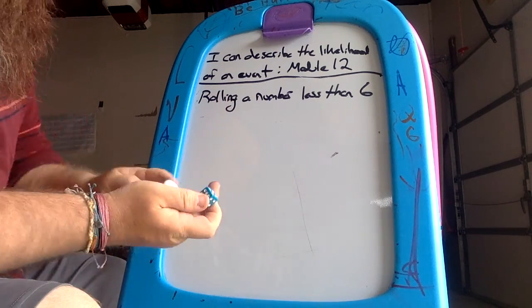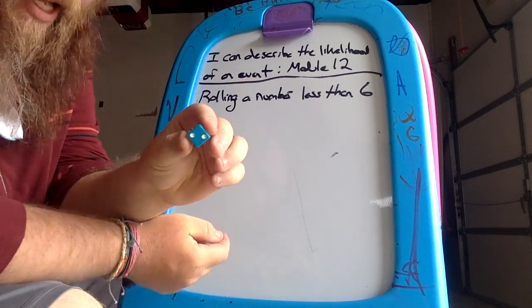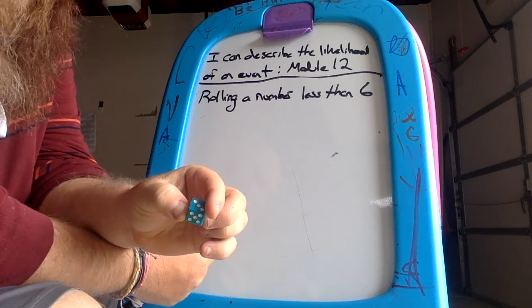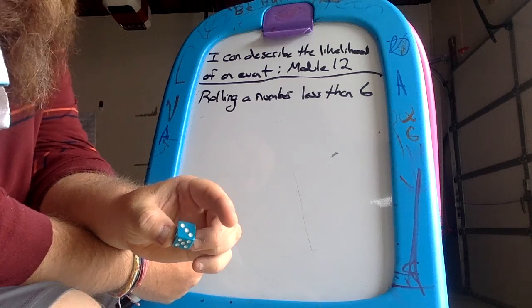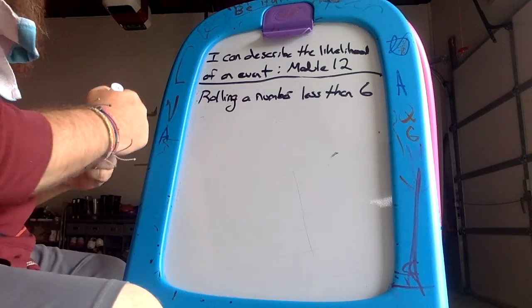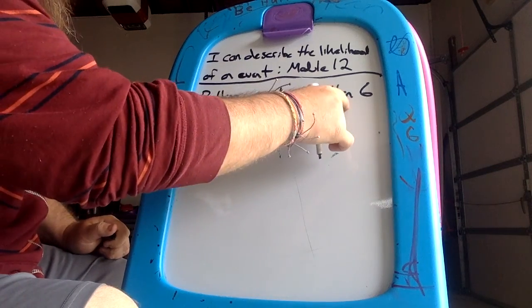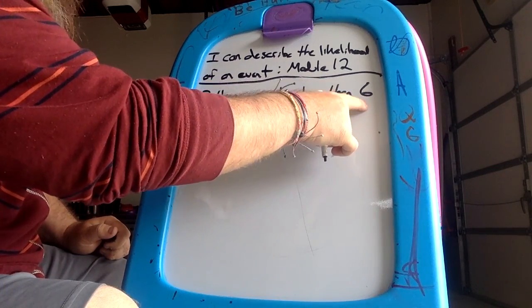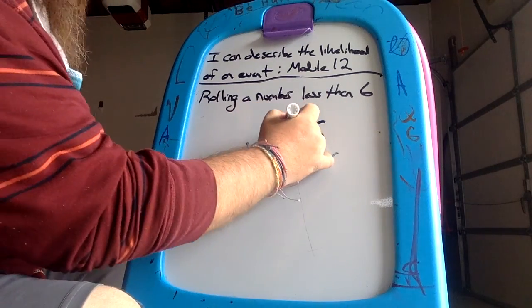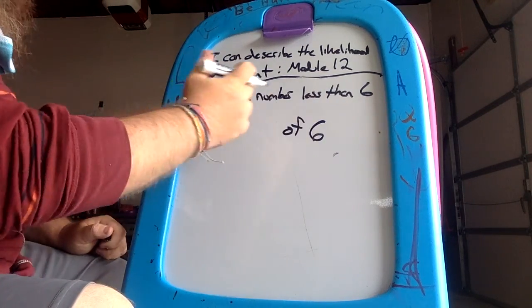So the first thing you're going to do is visually look at this and say, okay, I know there's a total of 6 different sides, and I need to find the probability of it landing on a number less than 6. So the main thing is, again, rolling a number less than 6. How many total sides does the dice have? It has 6, right? So we know that. We could put that as the total, because that's going to tell us what the probability is out of.